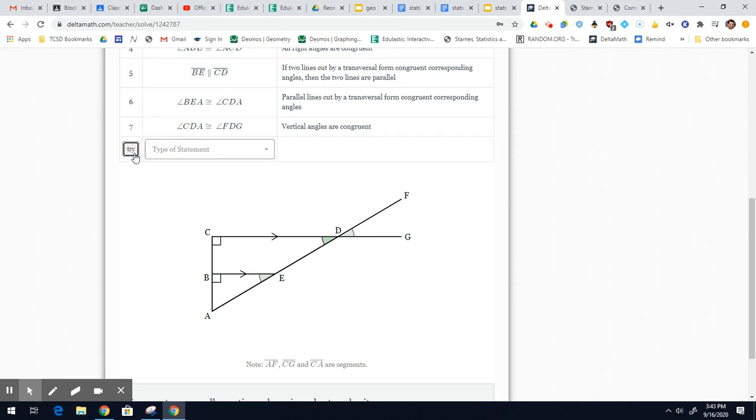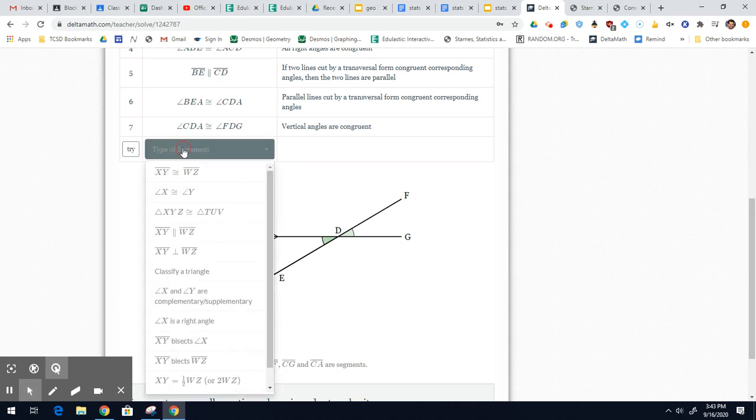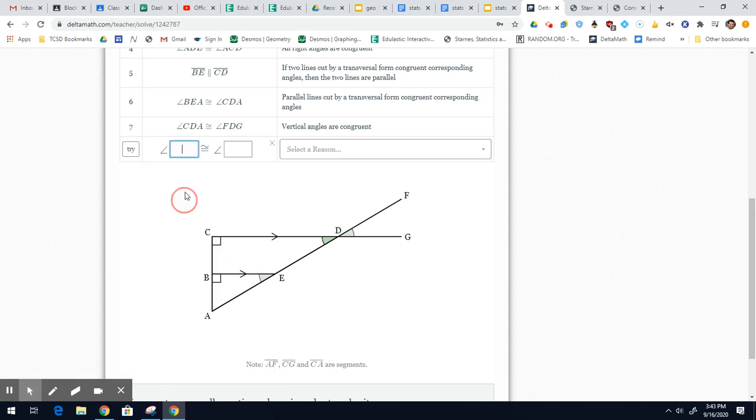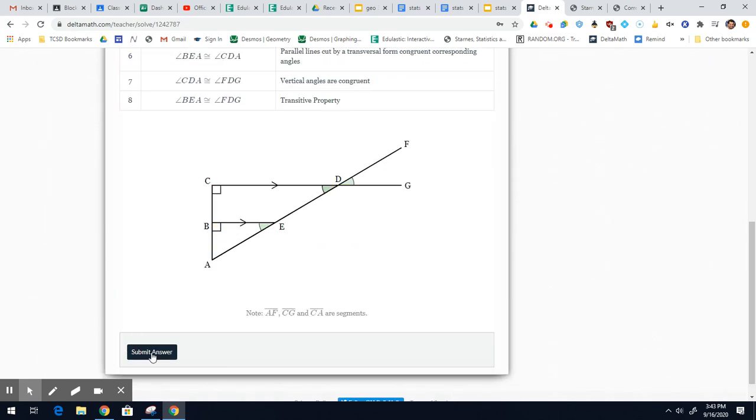And now we've set ourselves up for the transitive property, right? If you look at these two statements, you have BEA and FDG both congruent to CDA, so we cancel them out, and there's the two angles I want to prove congruent. Congruent angles, BEA congruent to FDG. That is by the transitive property. Green check mark, and we're good to go.